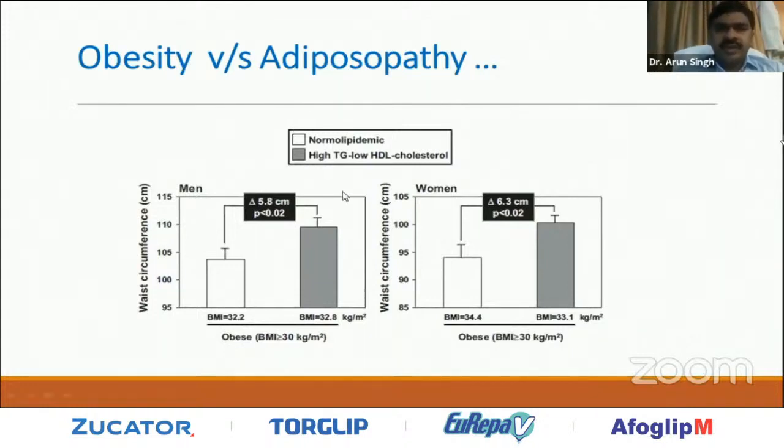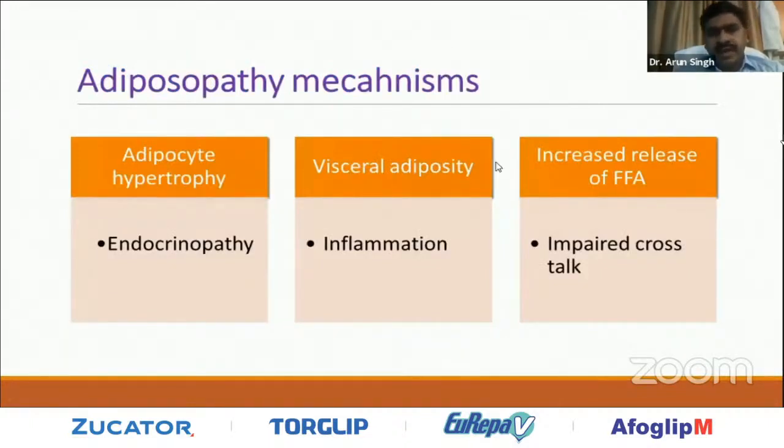Then again, obesity and adiposopathy show similar trends. Here both groups are obese, with similar BMI, men and women, but you can see the difference in waist circumference. The people with higher waist circumference had higher triglyceride levels and low HDL levels compared to people with lower waist circumference. So again, that suggests the importance of fat deposition in viscera, or central fat deposition, which is more pathogenic. It's not just the overall body fat composition, but the distribution of fat in the periphery and viscera. So how does adiposopathy contribute to the metabolic abnormality?